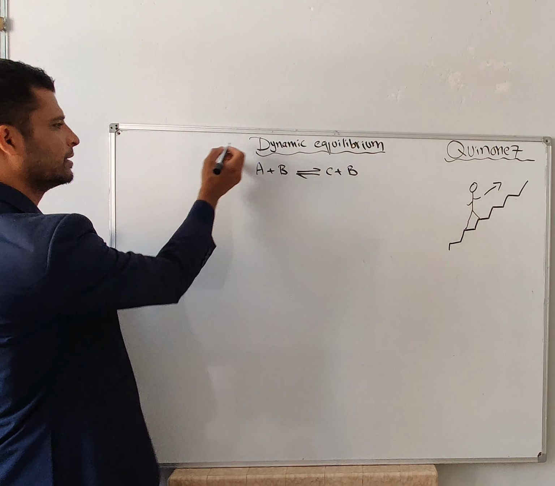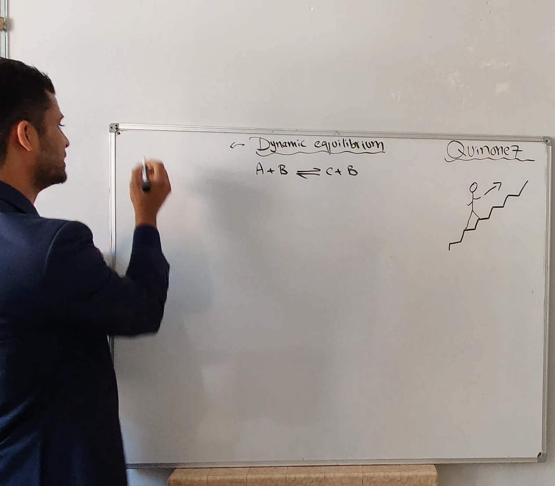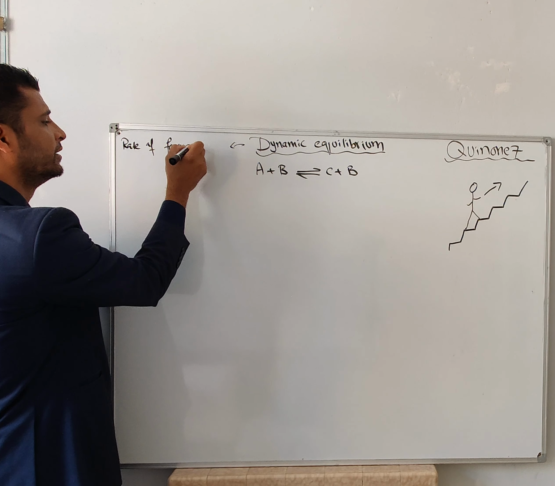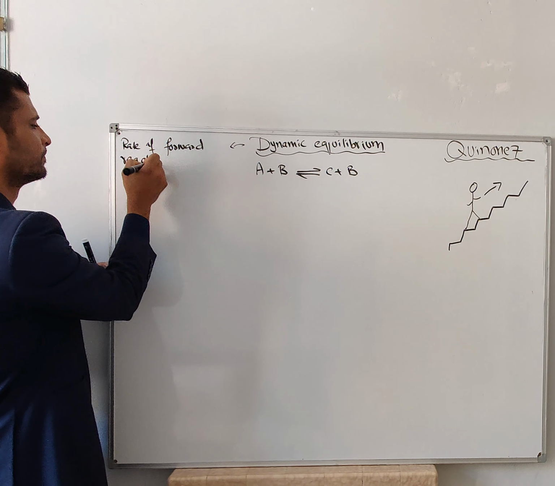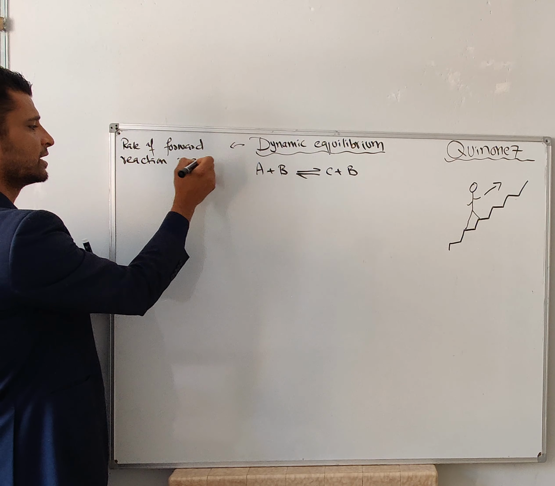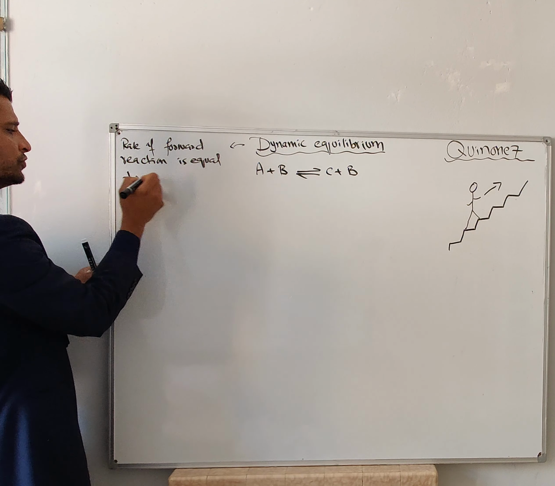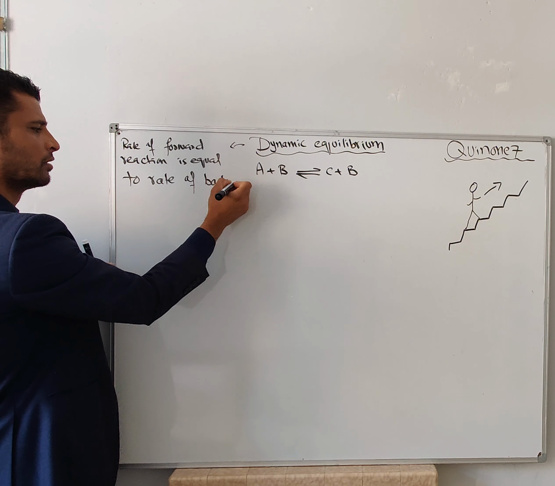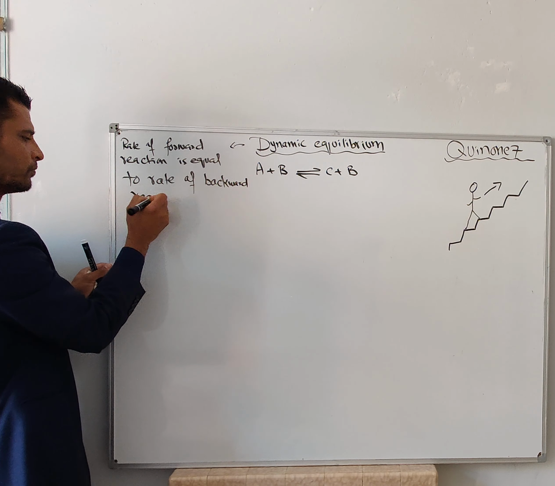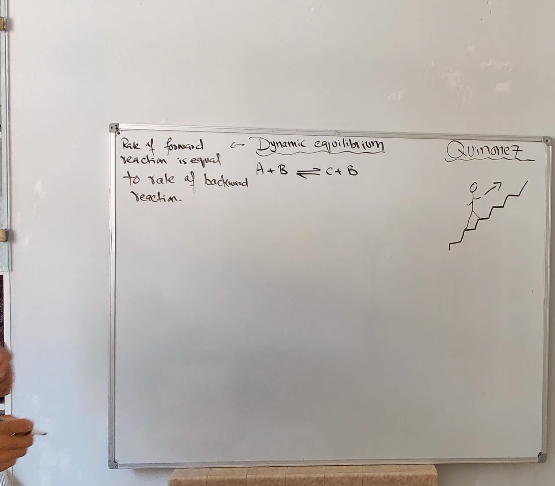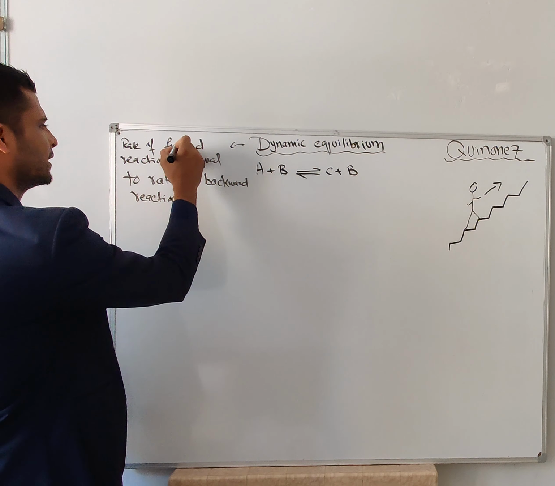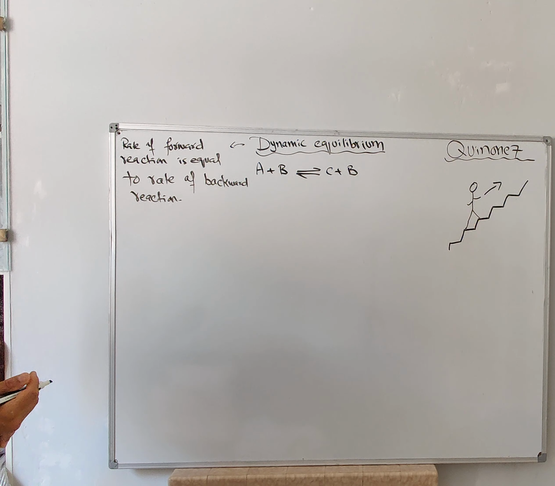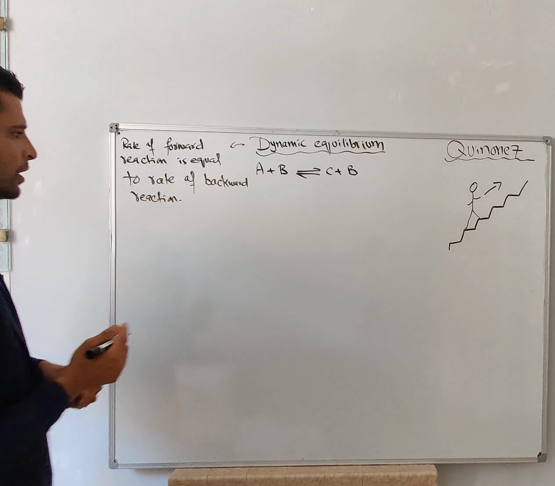Now, the definition of dynamic equilibrium means the rate of forward reaction is equal to the rate of backward reaction. So when the rate of forward reaction is equal to the rate of backward reaction, that is called dynamic equilibrium. How is it going to happen?